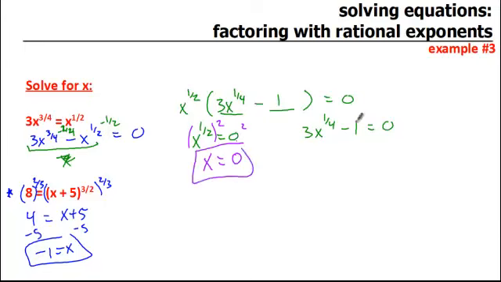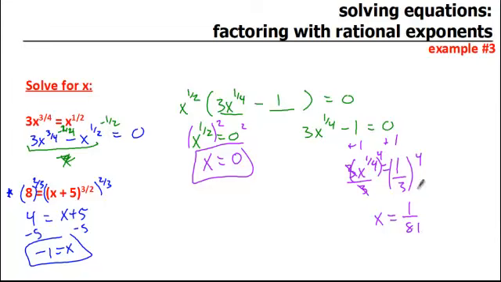And then on this problem here, we now have an equation with one variable. So we're going to isolate that variable. Add 1 to both sides. Divide by 3. And now we undo our operation. So we undo the power of 1/4 by taking both sides to the power of its reciprocal, 4. And that gives us 1 to the 4th, which is 1, over 3 to the 4th, which is 3 squared squared, or 9 squared, or 81. And so those would be our two solutions for that first problem.